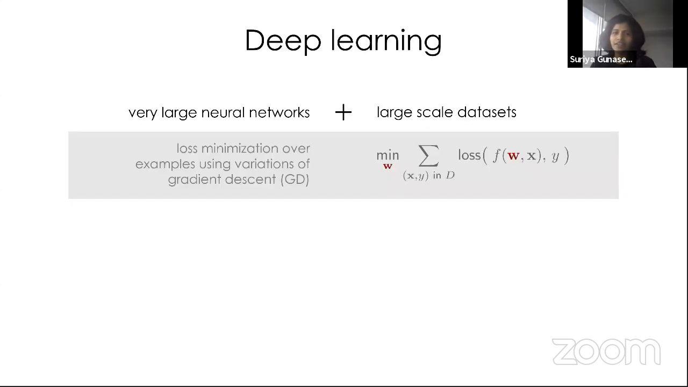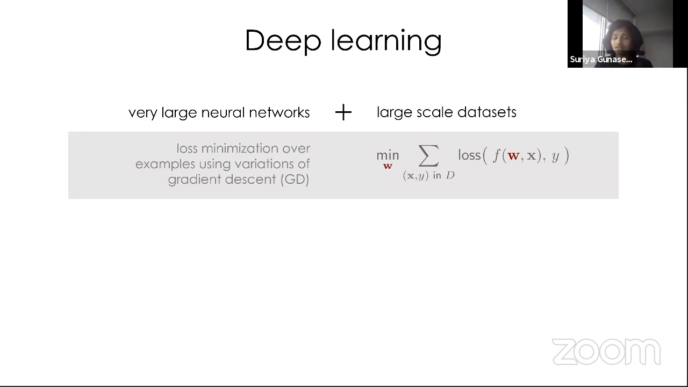Here again, the goal is to build a more mathematical, more scientifically grounded understanding of neural networks, by going through examples which are simple to analyze and trying to extrapolate the properties we see in simple models to more complicated neural networks. Just to take a step back, most of the deep learning used in practice today uses very large neural networks trained on very large scale datasets. And a key component of most of these is some form of loss minimization over observed examples, using variations of algorithms like gradient descent.